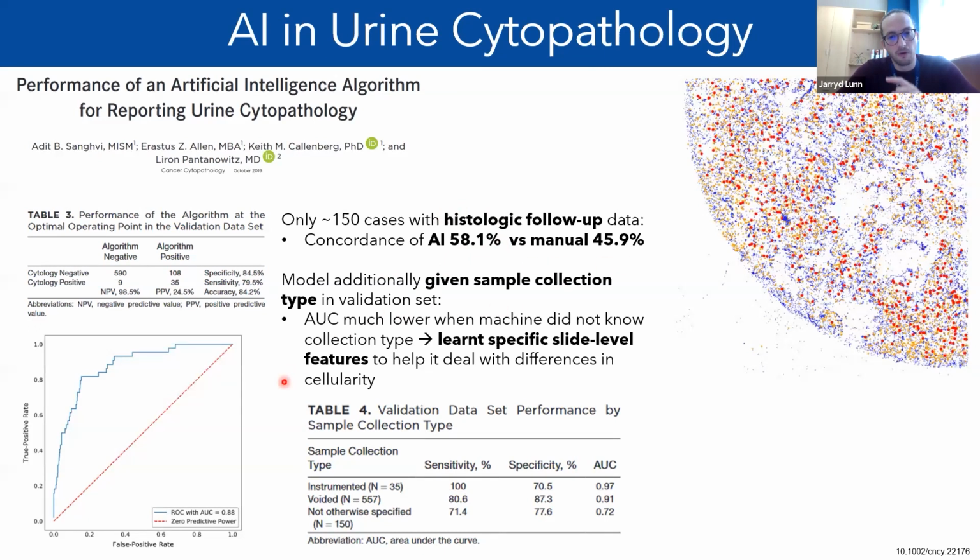But what was interesting was when more information, sufficient information, was fed into the system, the machines were able to learn slide-specific or specific slide-level features. So when the researchers told the machine whether these samples were instrumented or voided specimens, the area under the curves greatly increased. When the machine was not told how these specimens were obtained, one can see how that area under the curve markedly decreased. And once again, just demonstrating how if good tailored information is given to these machines with sufficient clinical detail, which is unfortunately often lacking, these machines are able to perform just as well, if not outperform, manual screening.